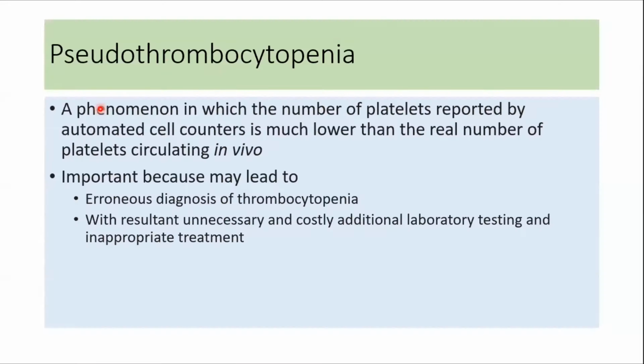Today we'll discuss pseudothrombocytopenia. It is a phenomenon in which the number of platelets reported by automated cell counters is much lower than the real number of platelets circulating in vivo. This is very important because this may lead to the erroneous diagnosis of thrombocytopenia. Sometimes it can lead to unnecessary and costly additional laboratory testing and inappropriate treatment.